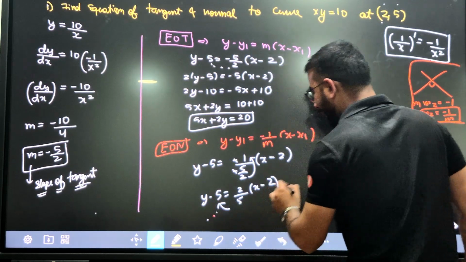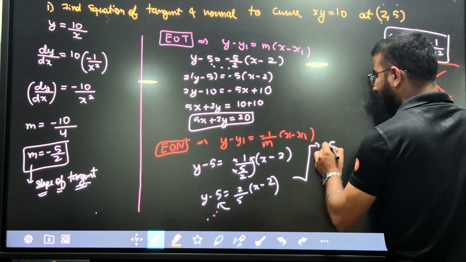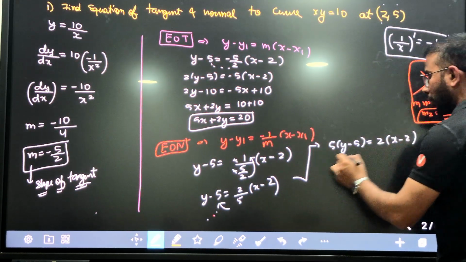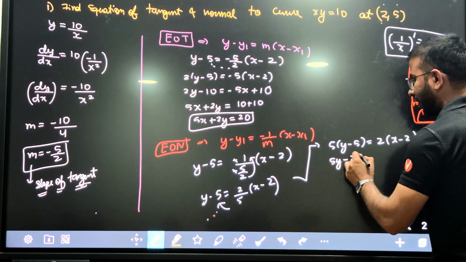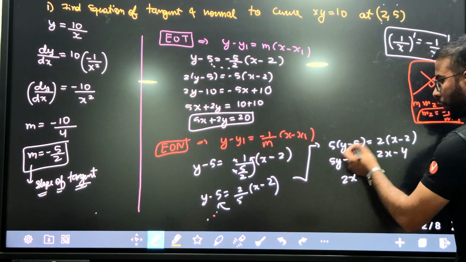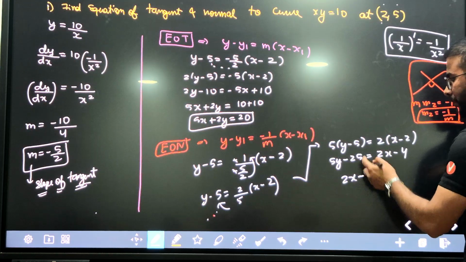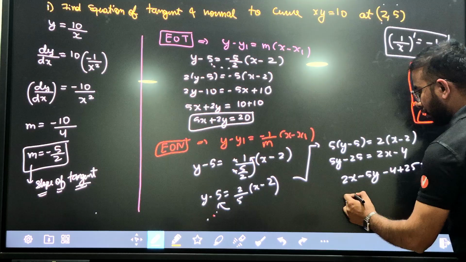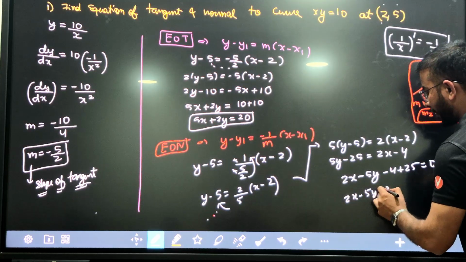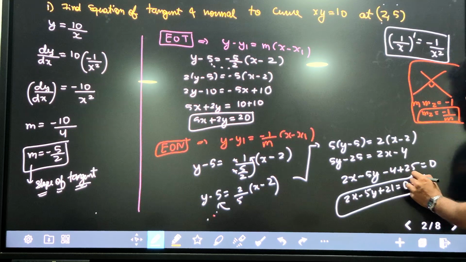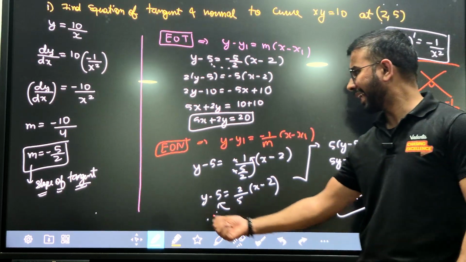Then 5 is multiplied here. So what we'll get is 5 into y minus 5 is equal to 2 into x minus 2, which is 5y minus 25 is equal to 2x minus 4. We'll take this on the other side: 2x minus 5y, and take this also, plus 25 minus 4, so 2x minus 5y plus 21 equal to 0. This was a question in one of the sets in pre-final 1 also. Okay, so very easy.